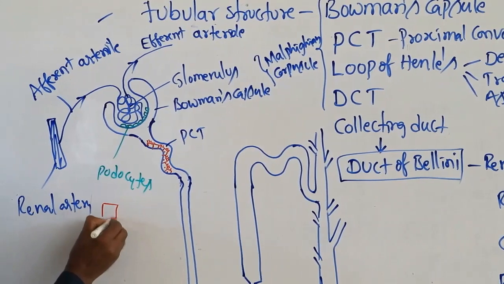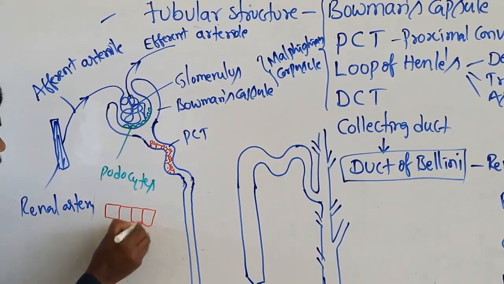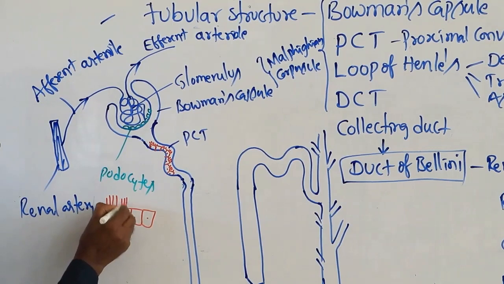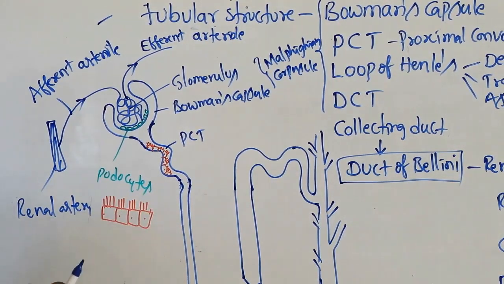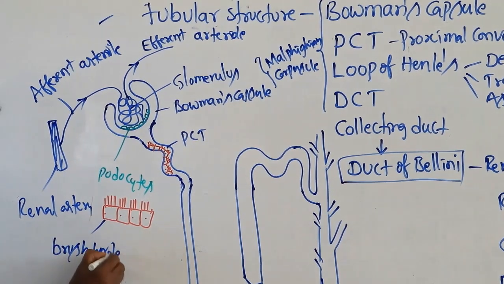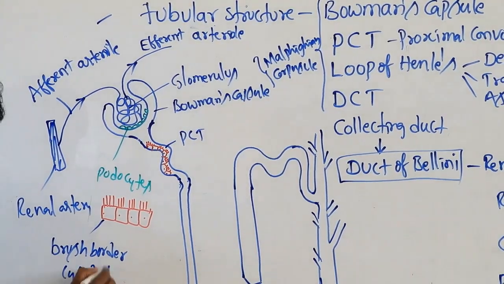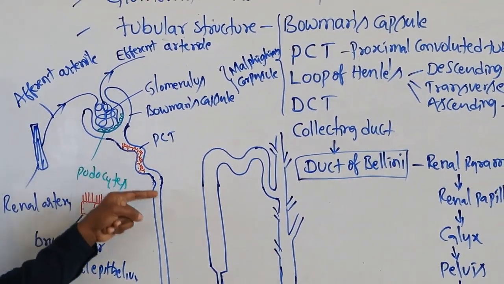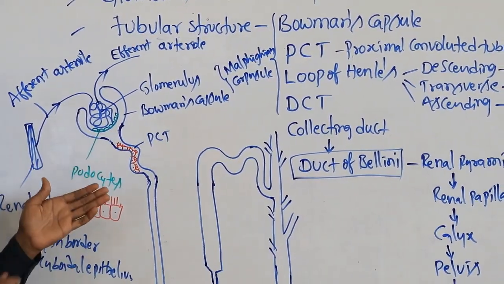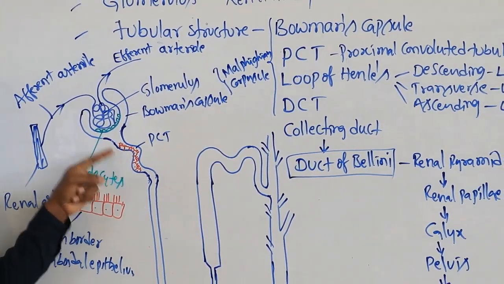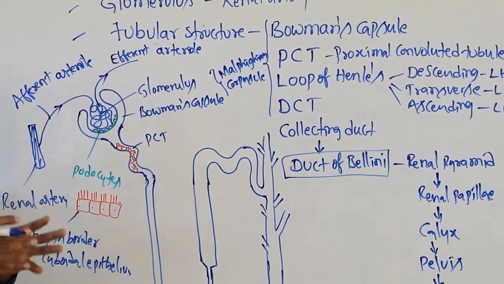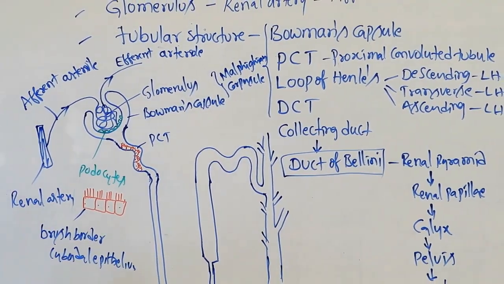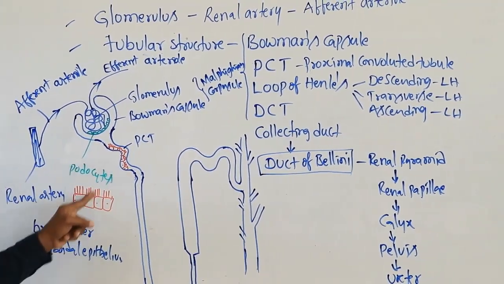In this manner, the simple cuboidal brush border epithelium is lined all along the proximal convoluted tubule, on both sides. Here I drew only one side, but actually it is present on both sides. It helps to increase reabsorption; for that purpose it is present.